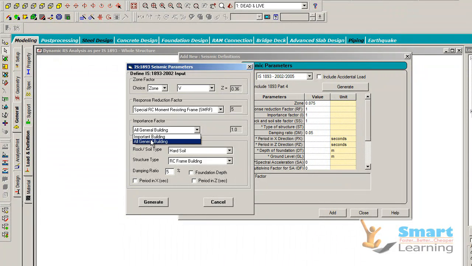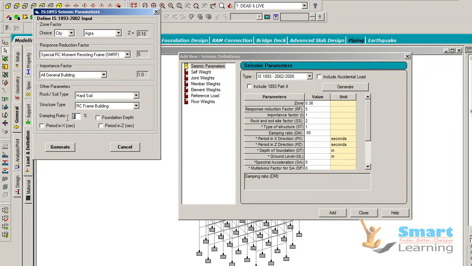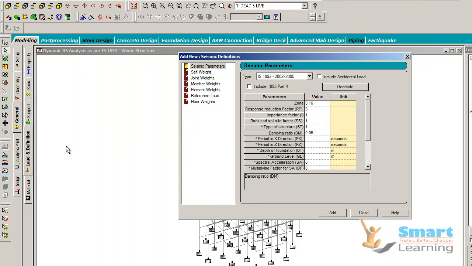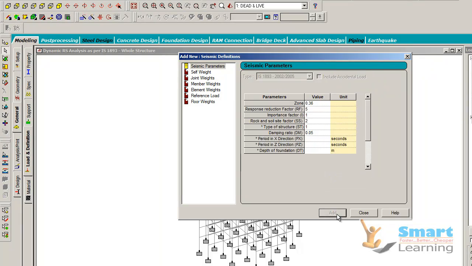Importance factor I also mentioned: if you go to an important building it will be 1.5. The type of soil we are taking is medium, structure type RC frame, and the damping factor we are taking is 5%. When you generate it you can see here, this updates the damping to 0.05. You can also directly give 0.05 here and generate this. So here you can directly go to the zone and enter whatever the factors are, general building, medium soil, 0.05, and generate. This will be updated, and once you add it, it will be added.